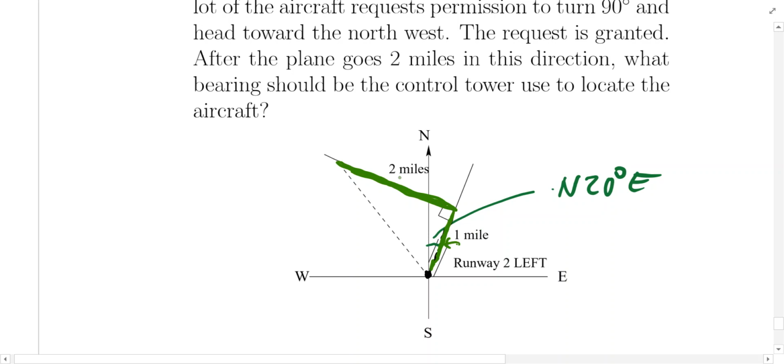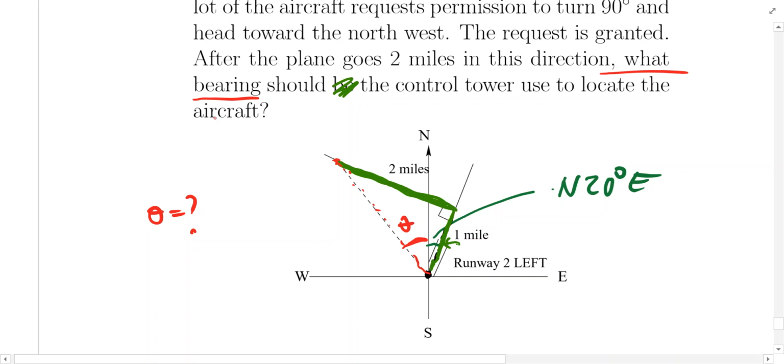After the plane goes 2 miles in this direction, what bearing should the control tower use to locate the aircraft? So basically what we're asking is, what is the new bearing now? The aircraft is here now, so we want to know what bearing does it have now? What angle does it make with the north axis? So this is what we're asked. We're asked, what is theta? What bearing should the control use to locate the aircraft?